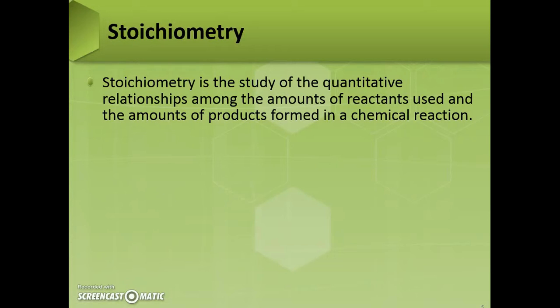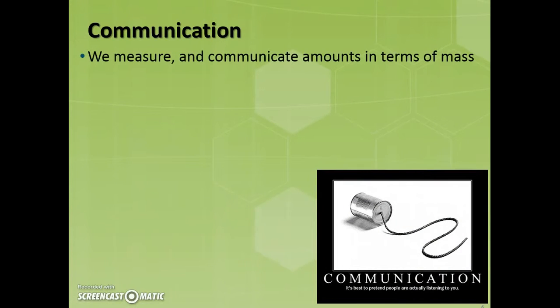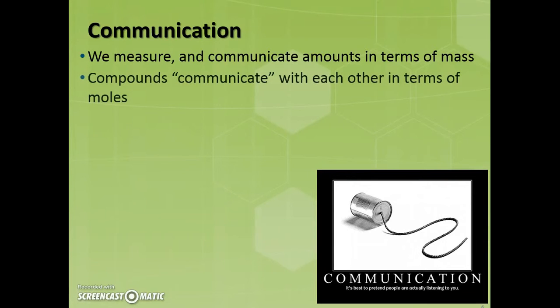Quick definition. Stoichiometry is the study of the quantitative relationships among the amounts of reactants used and the amounts of products formed in a chemical reaction. Now that's just a way of saying that while we measure and communicate the amounts of chemicals or compounds in terms of mass, compounds communicate with each other in terms of moles. And by communicate, we generally mean react. So they think in moles, and we need to too in order to understand how they react with each other.